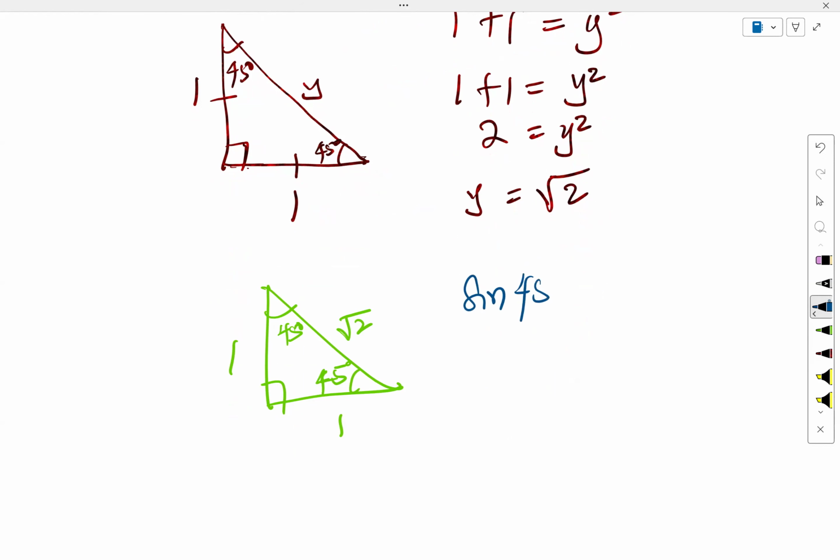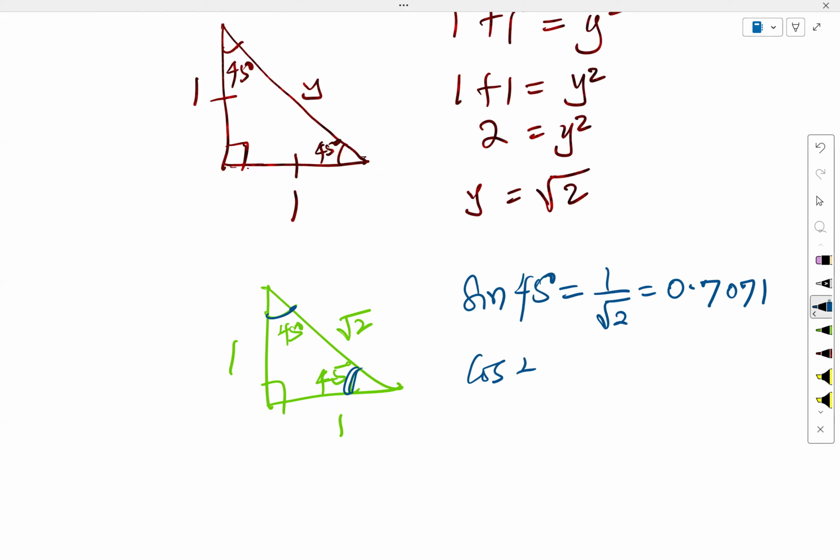So for instance, if you say sine 45 degrees, if you take this 45, that's opposite 1 over hypotenuse square root of 2. And that is, I think, 0.7071 or something like that. Let me be very sure of that. I think it's actually something like that, because root 2 is 1.4142. So we have 1 divided by square root of 2, that is 0.7071. If you take this angle also and you take sine, that's opposite 1 over hypotenuse root 2. So it's still the same.